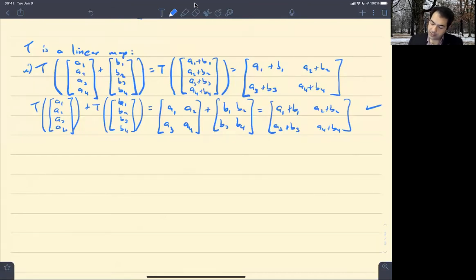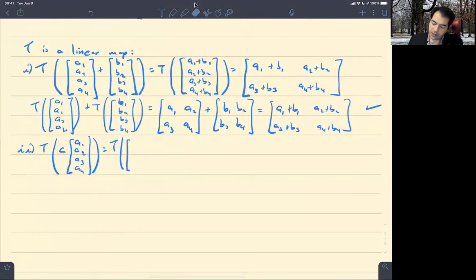And then we have to check homogeneity. So to check homogeneity, let's say we take T of C times the vector A1, A2, A3, A4. Okay, well, like before, what we do is just go ahead and do the scalar multiplication inside. So we get CA1, CA2, CA3, CA4, and then apply T. So we end up with a matrix CA1, CA2, CA3, CA4.